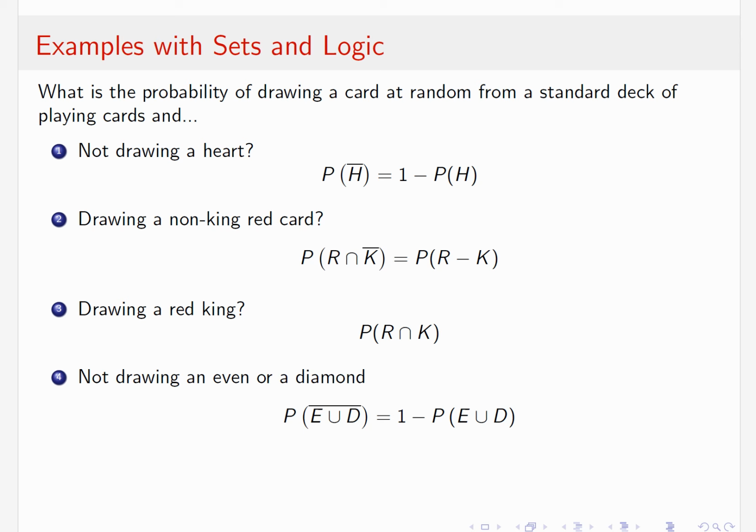Okay, so just a couple of quick questions here. What is the probability of drawing a card at random from this standard deck of playing cards and not drawing a heart? Well, again, reminding you of the formula, the probability of not H is 1 minus the probability of H. Well, the probability of H is 13 over 52, or 1/4. 1 minus 1/4 is 3/4. So we have a way of doing that.